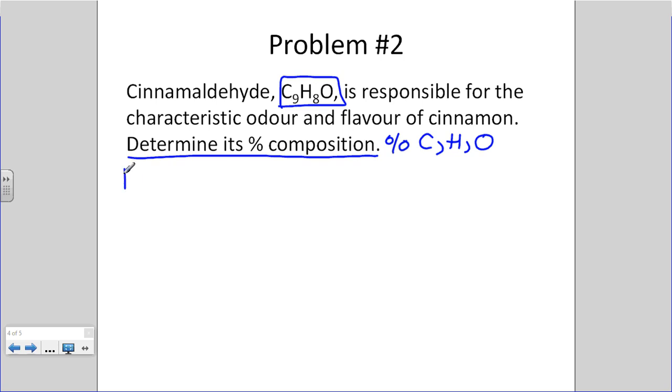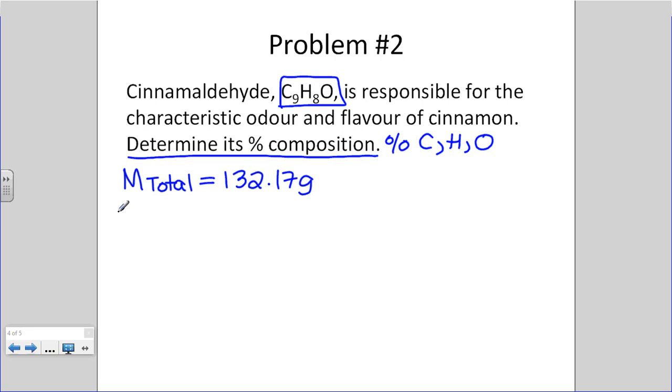So why don't you take a minute just for some practice, pause the video, and our total mass is going to be the molar mass of our sample. So see if you can find out what the molar mass of 9 carbons, 8 hydrogens, and 1 oxygen is. When you're ready to check, unpause, and we'll keep solving. All right, so hopefully you found somewhere around 132.17 grams. All of my numbers are coming from our general periodic table. This is going to be our total mass.